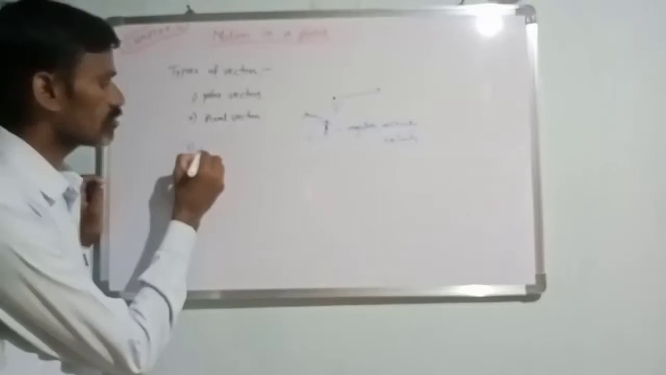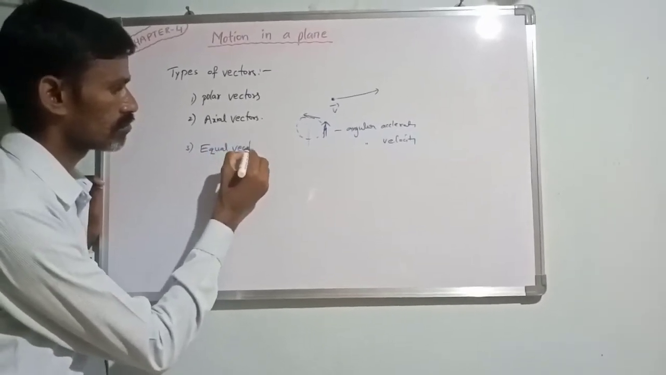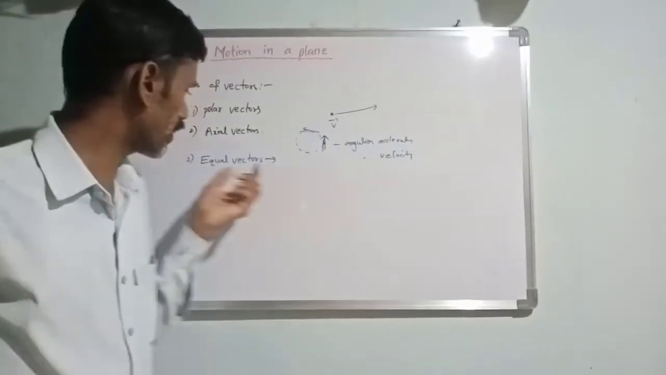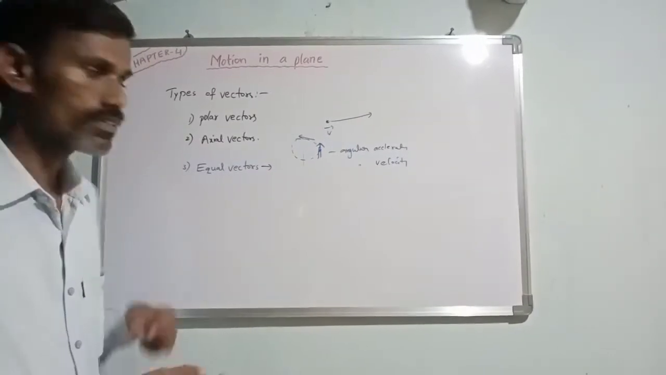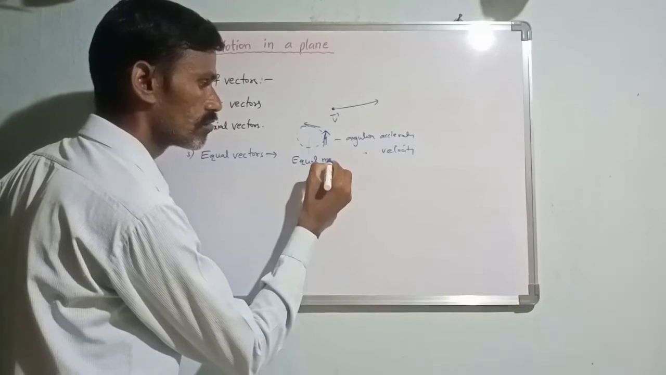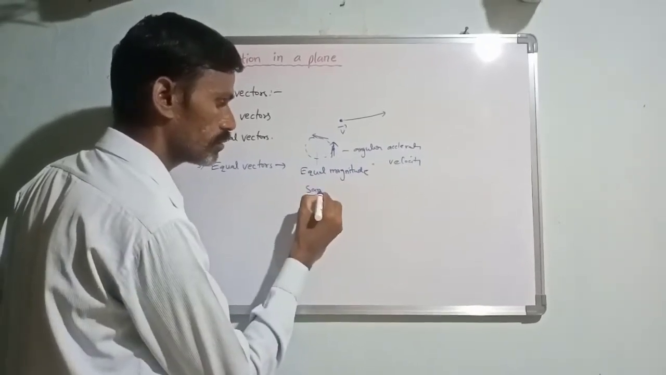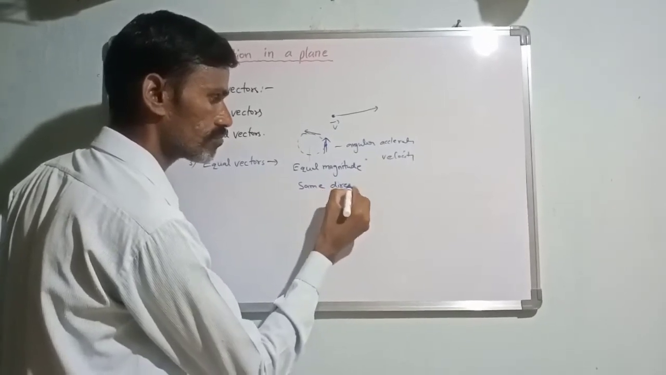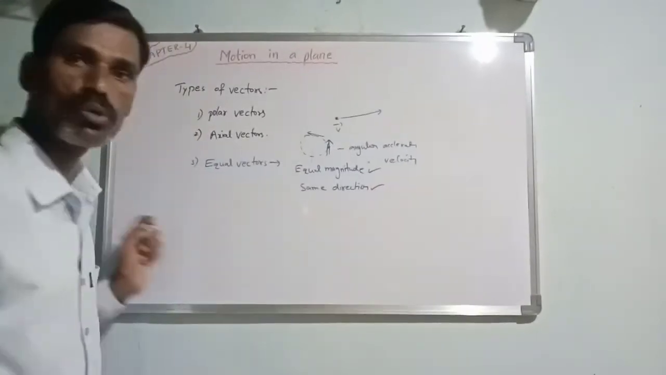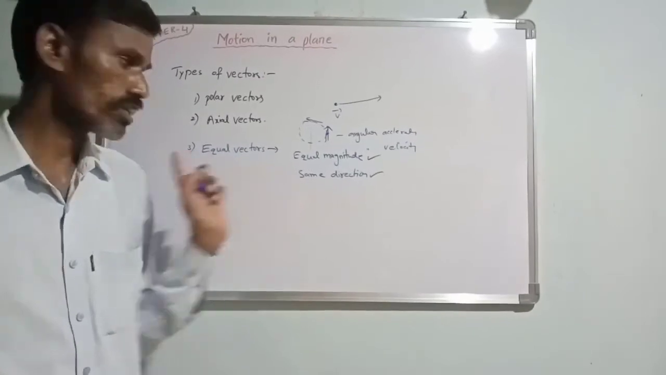Now equal vectors. Same as the name implies, these are vectors that have equal magnitude and the same direction. Here the magnitude and direction are both the same, then the vectors are said to be equal vectors.